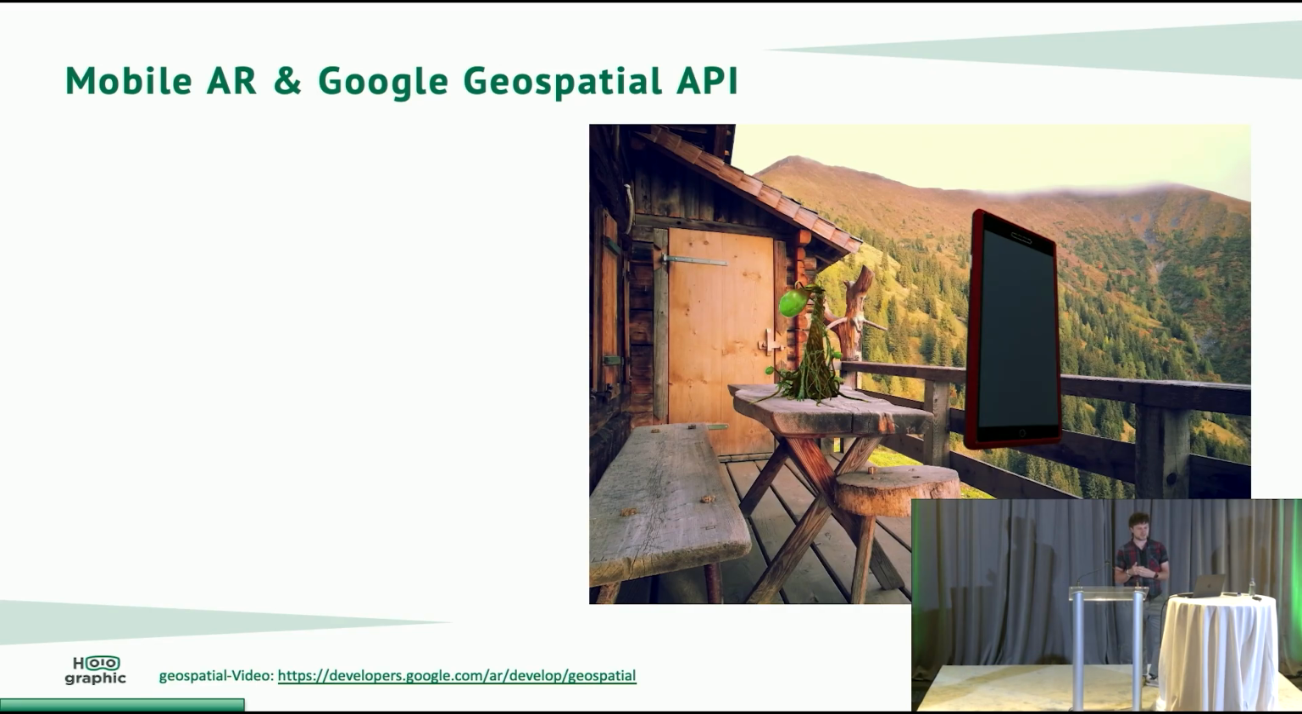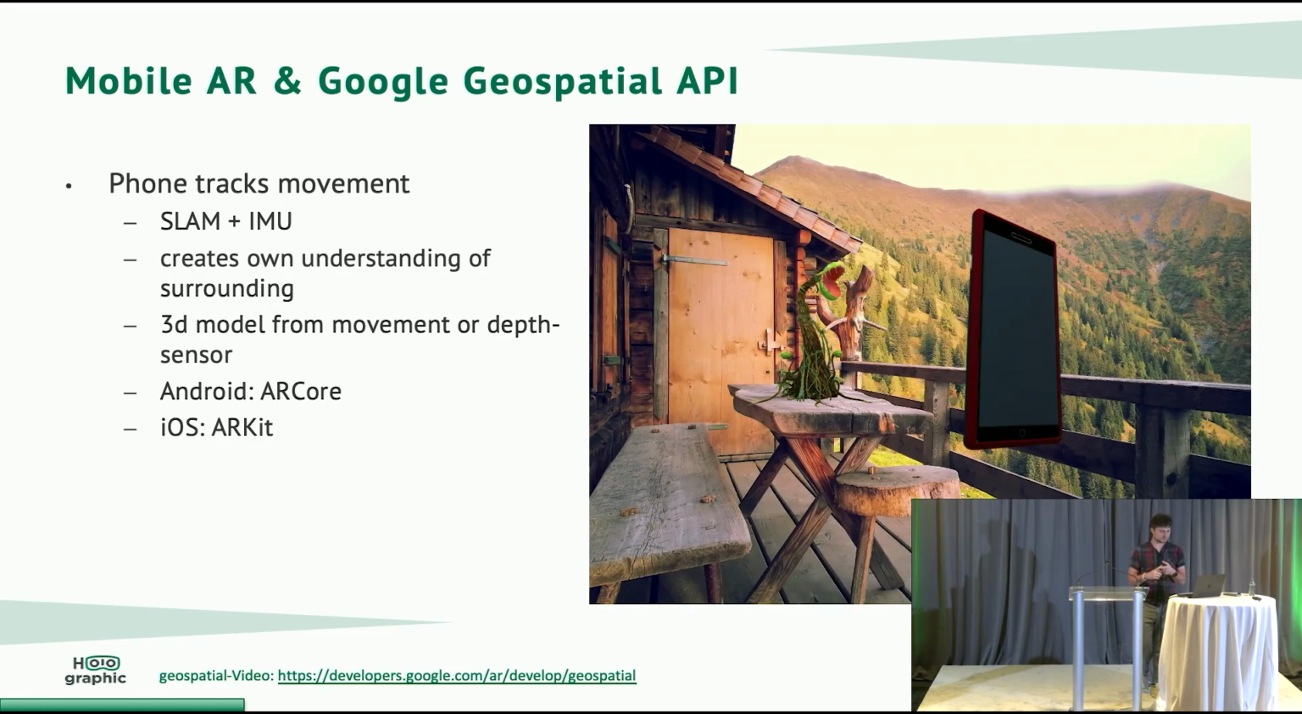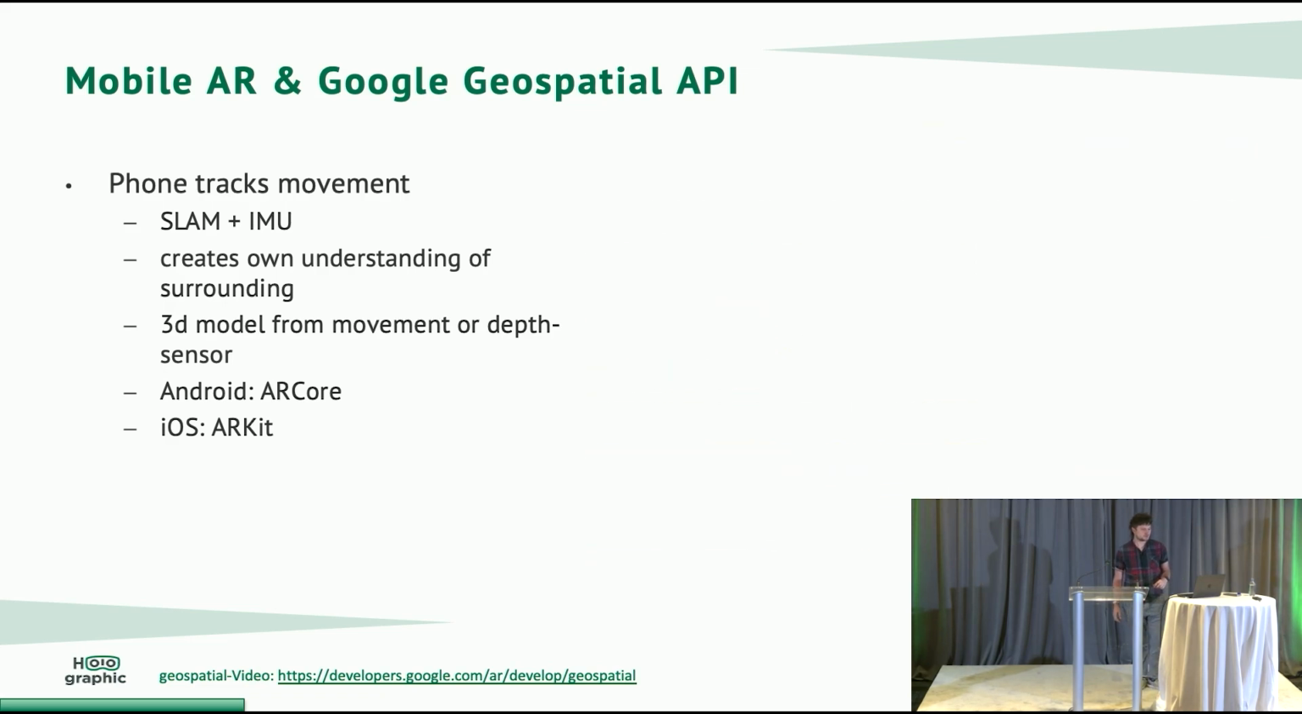And when the phone has this, we can add, again, a 3D model. It will be fixed on the table. You can move around with your phone and show it at this place. So the phone tracks movement using multiple sensors, SLAM, IMU, creates an understanding of the surroundings, and we can place our model. Today, this is built into Android phones using ARCore or iOS phones using ARKit, and everybody can use these frameworks to basically create holograms.